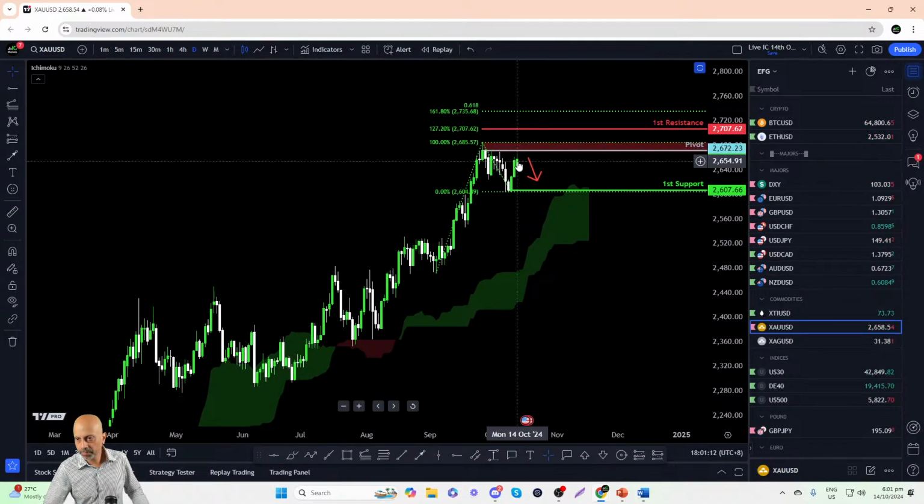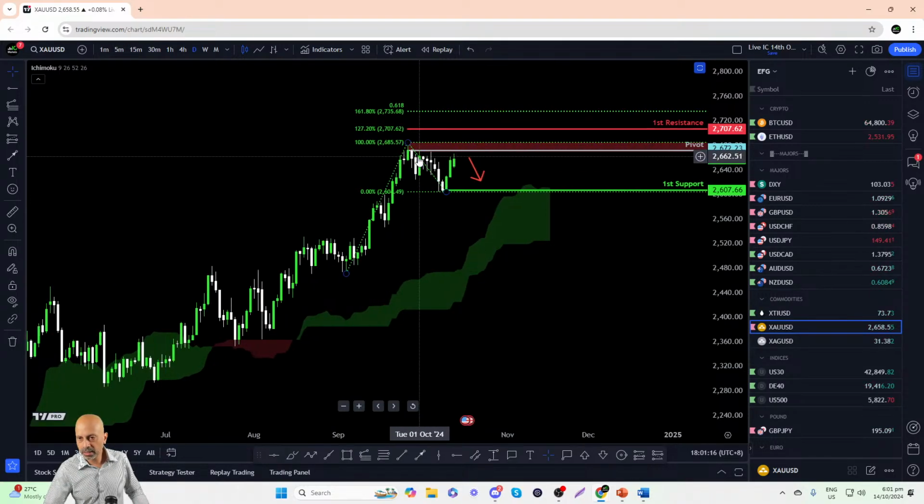But for now, gold seems to be pulling back again, running into the resistance. You can see here it has failed to break above the pivot since 1st of October. It bounced off this level on 1st of October, 4th of October, and even today as well.